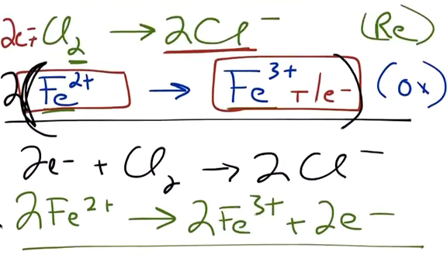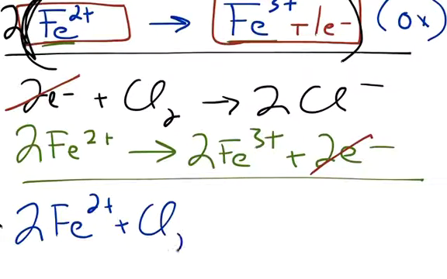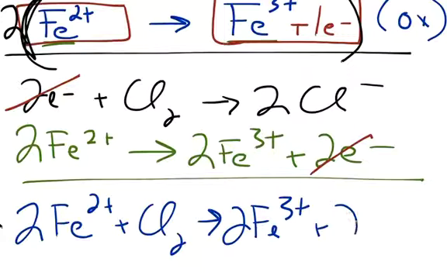Now what we can do is put these half reactions back together. Notice there's 2 electrons here and 2 electrons on this side, so they cancel. Put the reactions together. I have 2 Fe 2+ plus chlorine yielding 2 Fe 3+ plus 2 chlorides. Okay, that's an oxidation reduction reaction balanced by the half reaction method. That is it. Now again, that was a little bit easier. We can get more complex.